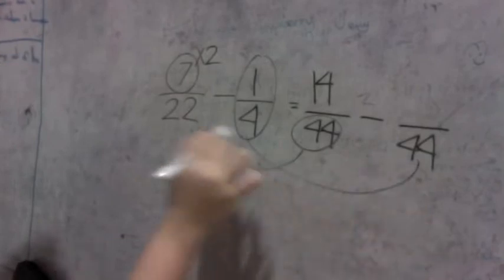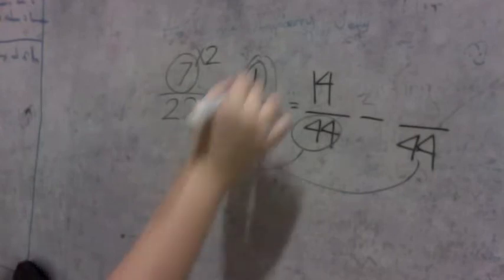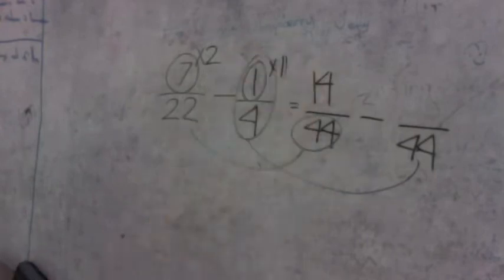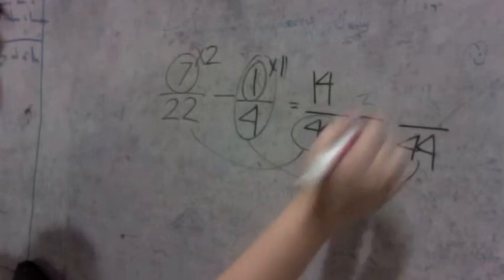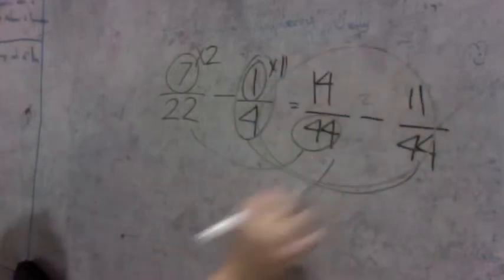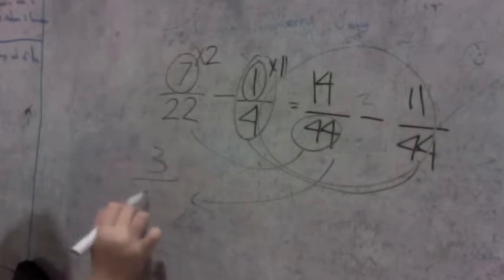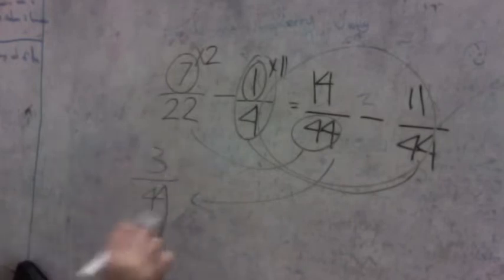For this fraction, 44 divided by 4 is 11, and this numerator has to be multiplied by 11. And 11 times 1 is 11. This equals 3 over 44. So now I'm going to show you guys how I solve this question.